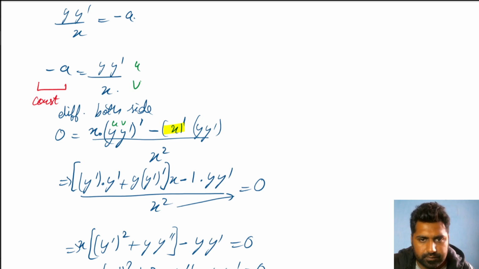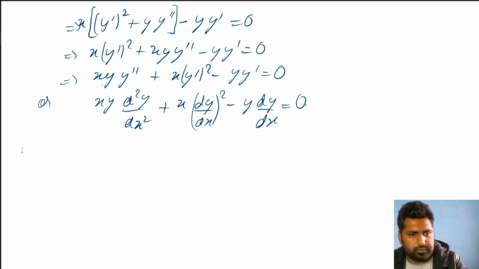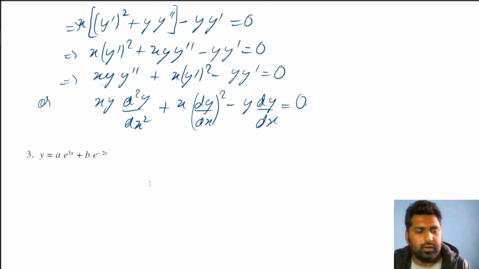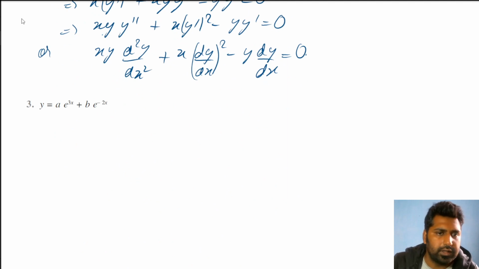Next question. Y is equal to this. How many arbitrary constants? 3 and 2 are not arbitrary constants because we can see their values. A and B are the arbitrary constants. So again, arbitrary constants are 2, and 2 times we have to differentiate.